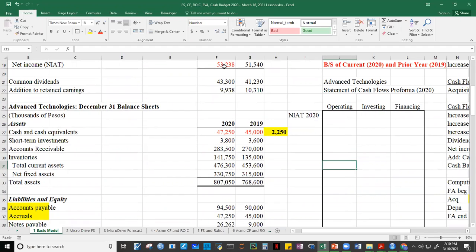Ano yung net income after tax? Yes. Ano definition ng net income, guys? Ng income statement? Results of the income statement looks at the what? Results of operations, di ba? Yan. So sa operating natin ilalagay yan, operating activity.